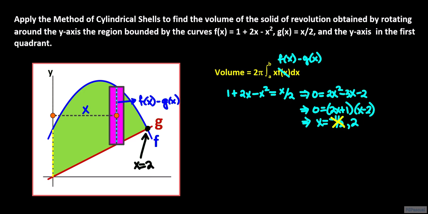Because the graph of f starts out higher at y equals 1 when x equals 0, and the graph of g starts out lower at y equals 0, and because they intersect in quadrant 1 only at x equals 2, the continuity of both the functions f and g provides an analytical justification or proof that f is indeed the upper bounding curve and g the lower bounding curve of region R.